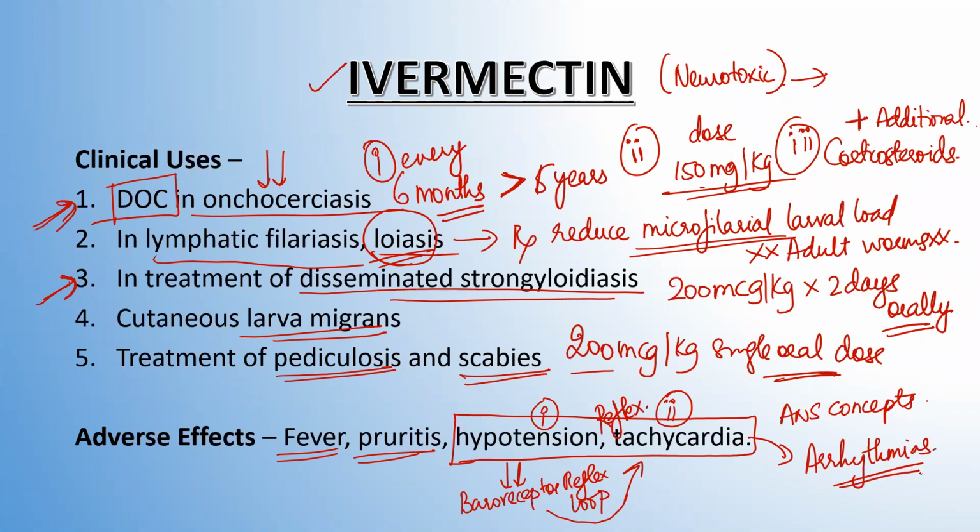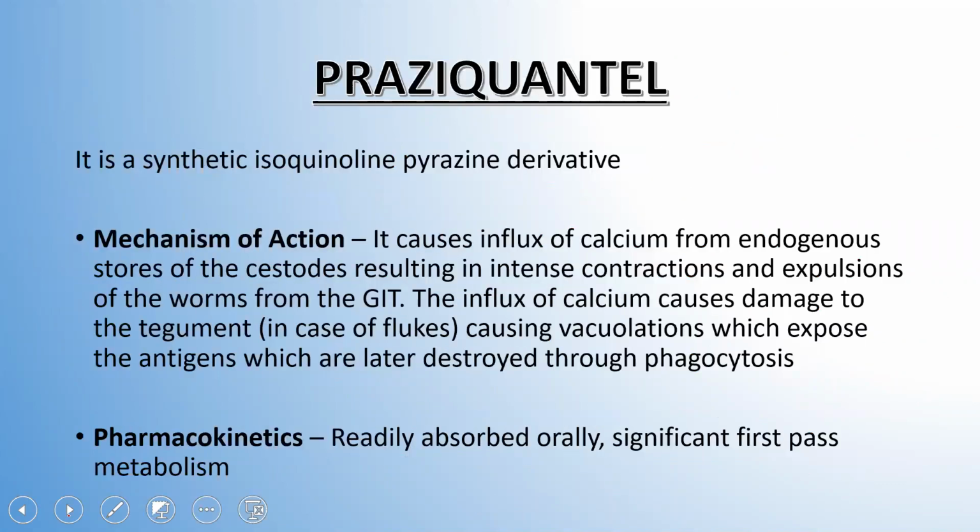So this is all about ivermectin. We are done with albendazole, diethylcarbamazine, and ivermectin. Now coming to the last drug on this particular topic, that is your praziquantel. Praziquantel is a synthetic drug and a derivative of isoquinoline and pyrazine.